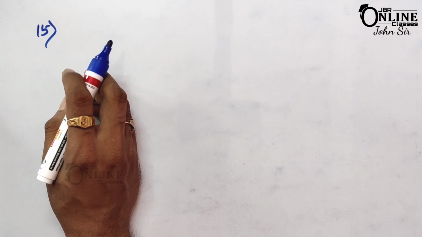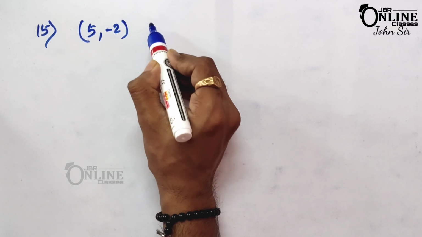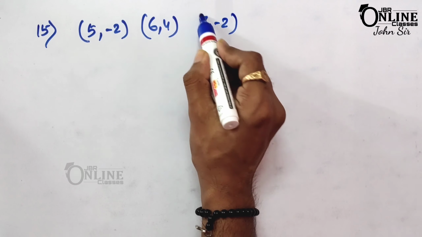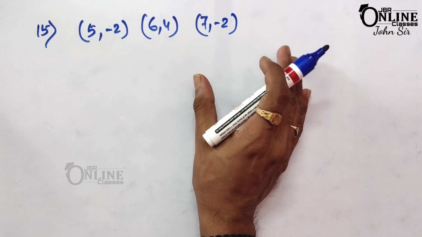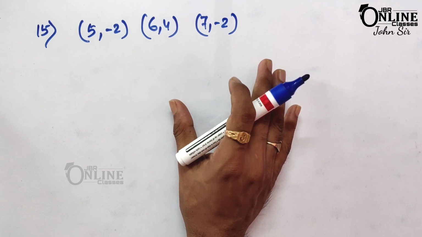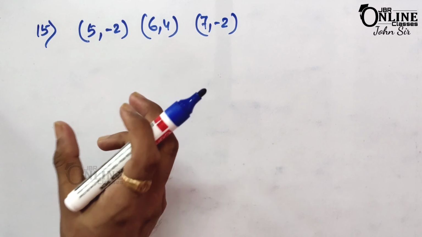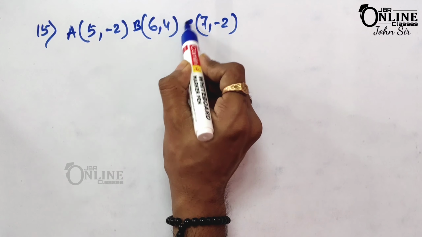Now sum number 15. Check whether the points, the first one 5, minus 2, the second one 6, 4 and the third one 7, minus 2 are the vertices of an isosceles triangle. Now you know that an isosceles triangle means two sides of the triangle are equal. So first you have to find the three sides of the triangle. Suppose this one is A, this one B, this one C.